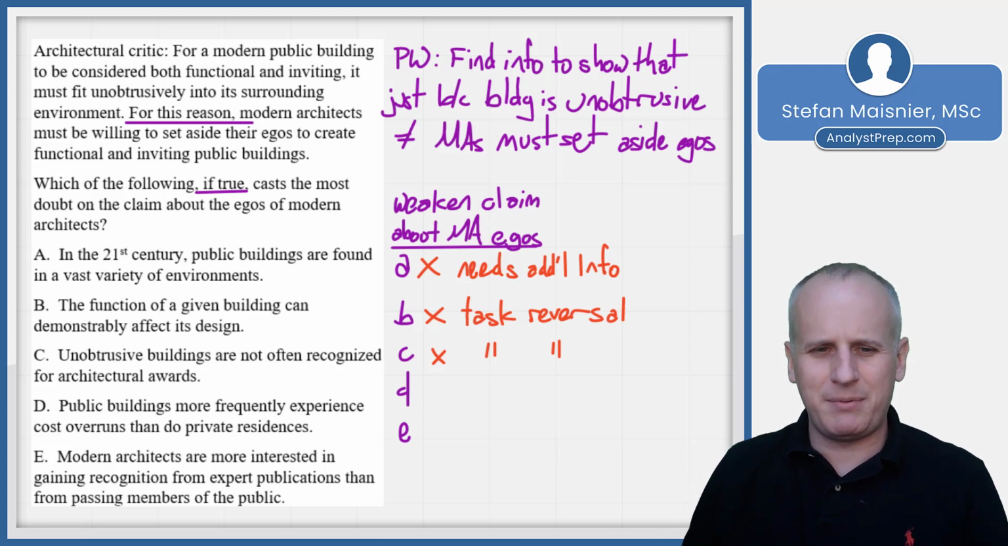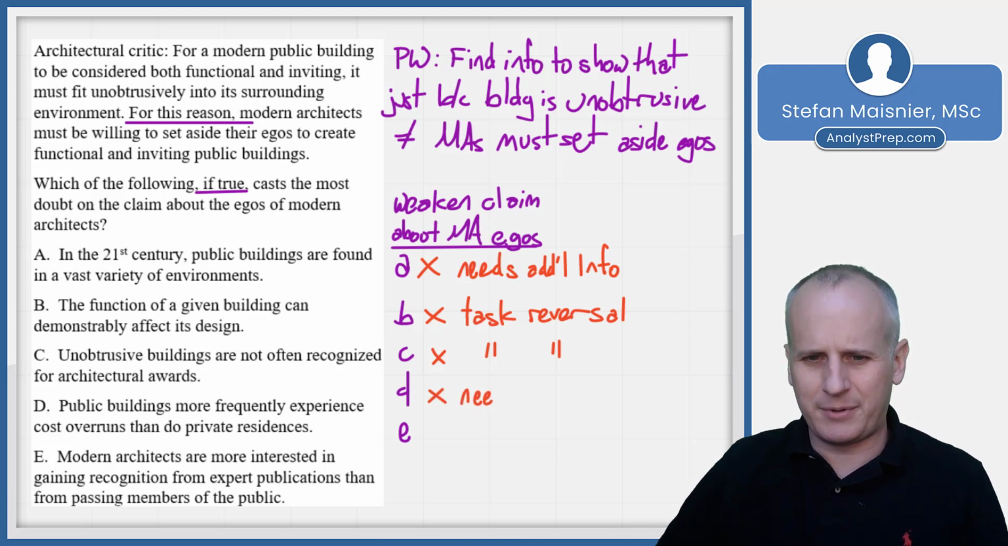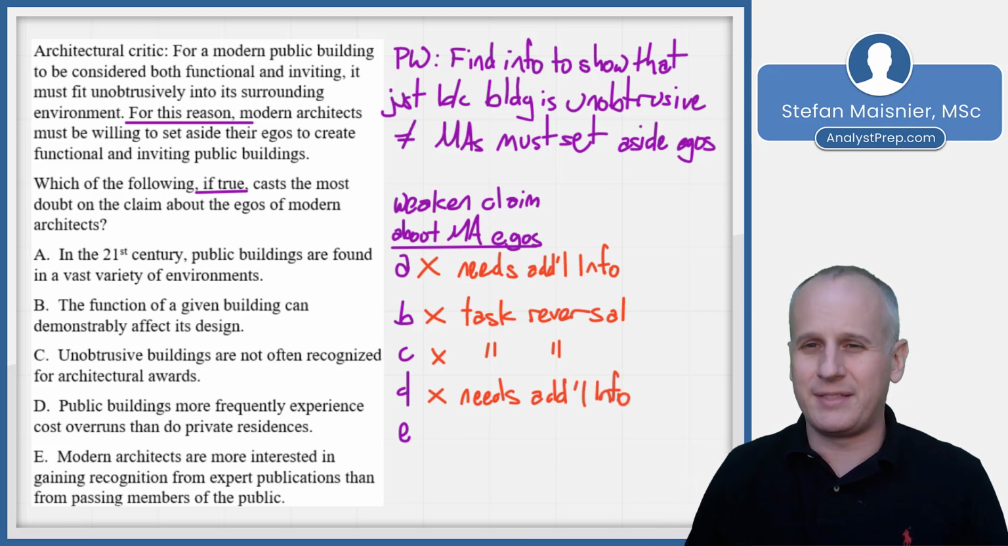Then we've got choice D. Public buildings more frequently experience cost overruns than do private residences. Well, there's a whole bunch of additional information that's necessary here. I don't know about private residences. I don't know how cost ties into the ego thing. There's a bunch of unanswered questions for choice D.